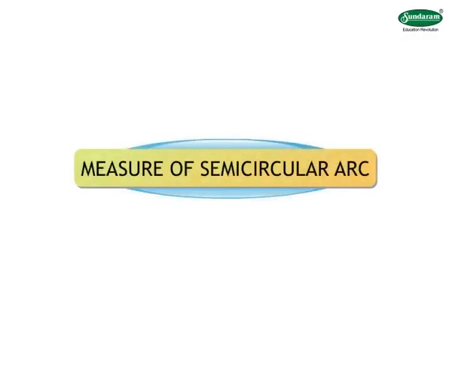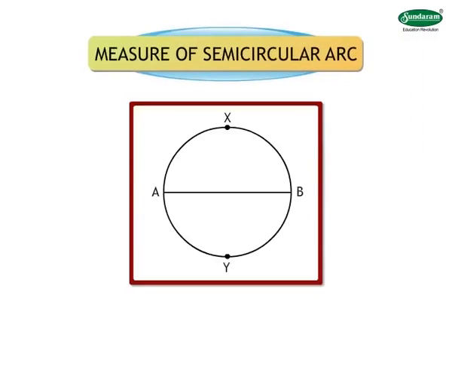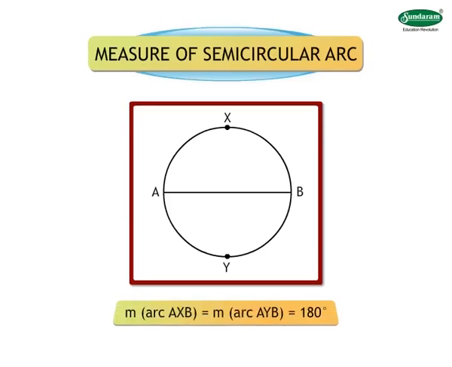Now we shall learn how to find the measure of a semicircular arc. As you all know, the diameter cuts the circle into two equal halves. Thus, we have two equal semicircular arcs. The measure of the circle is 360 degrees. Therefore, the measure of the semicircular arc is equal to 360 degrees divided by 2, that is 180 degrees each. Hence, in our figure, the measure of the two semicircular arcs, arc AXB and arc AYB, is equal to 180 degrees.